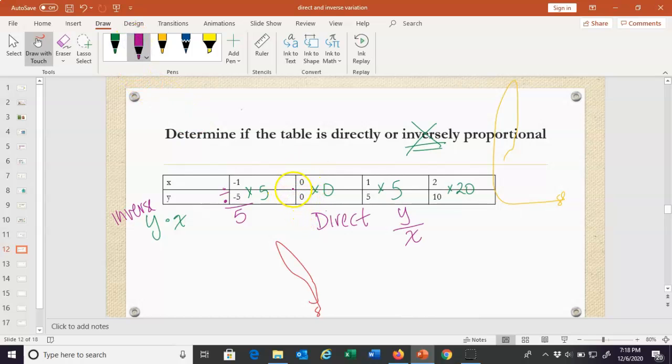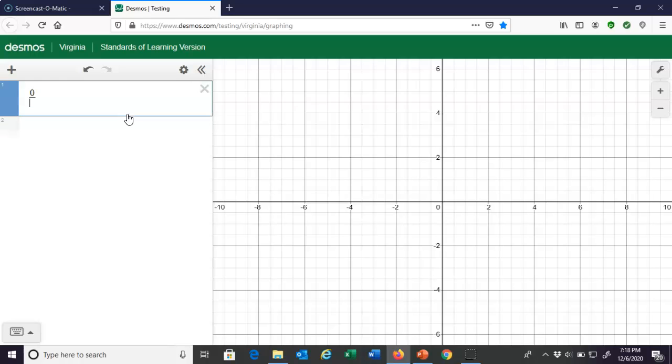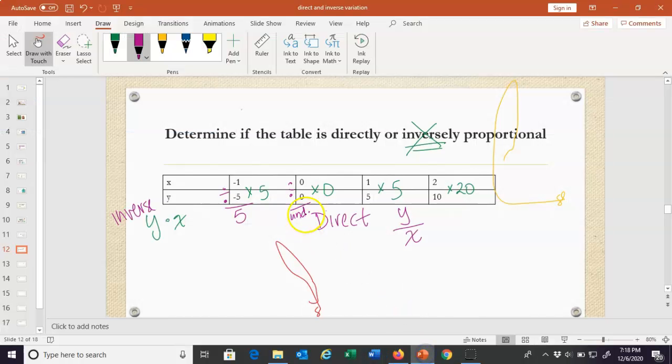So we're dividing now. 0 divided by 0. That is undefined. And if you don't believe me, you can never divide by 0. It is undefined. And that's because you can't have 0 groups of 0. So that's undefined. 5 divided by 1 is 5. 10 divided by 2 is 5. So everything else matches except for this special case here at 0, 0.